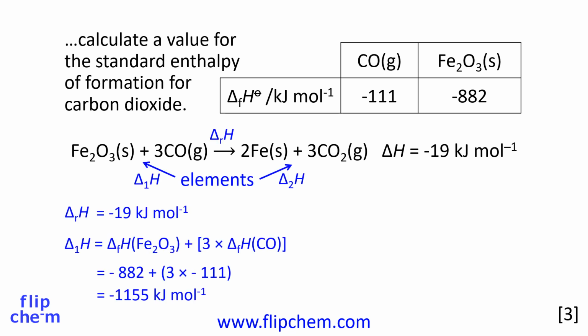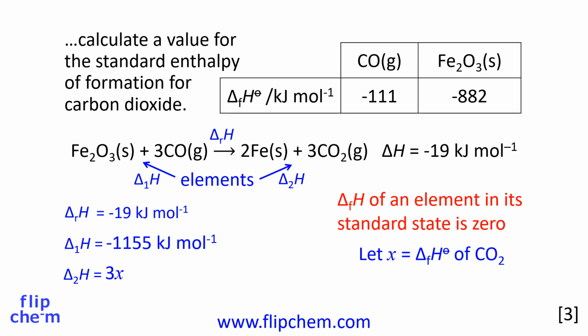We need to relate delta RH, delta 1H and delta 2H to standard enthalpy changes as well as the information given in the question. Delta RH is the enthalpy change of the reaction and is minus 19 kilojoules per mole. Delta 1H is 1 times the enthalpy of formation of Fe2O3 and 3 times the enthalpy of formation of carbon monoxide. This works out at minus 1155 kilojoules per mole.